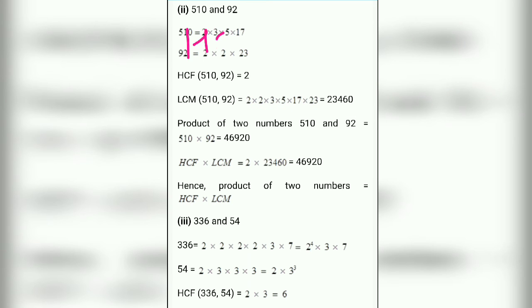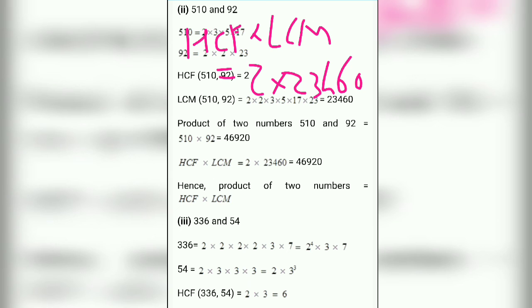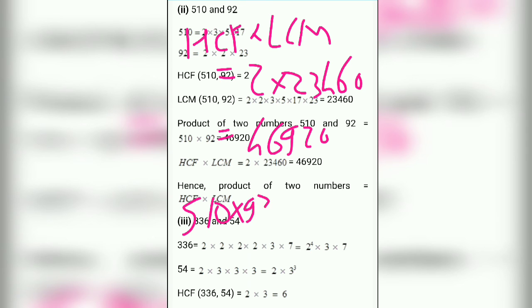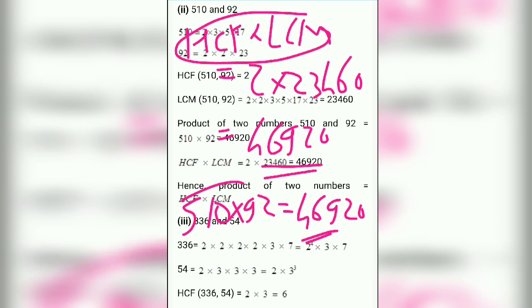Now we need to check our formula. So first of all, HCF multiply LCM. Right, the answer of HCF is 2, and the answer of LCM is 23460. Okay, if we multiply this number with 2, we get the answer 46920. Okay, now the product of two numbers, that means our original numbers. If we multiply these two numbers, then we also get the answer 46920. So here we get the same answer. So HCF multiply LCM is equal to the product of two numbers.